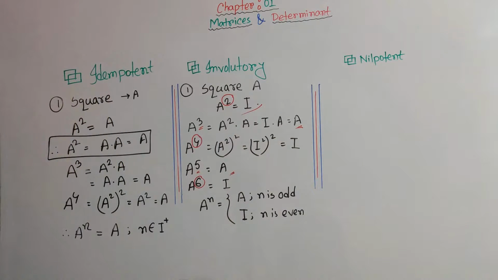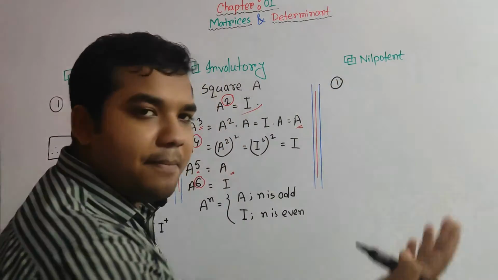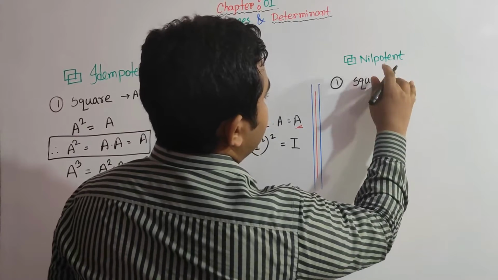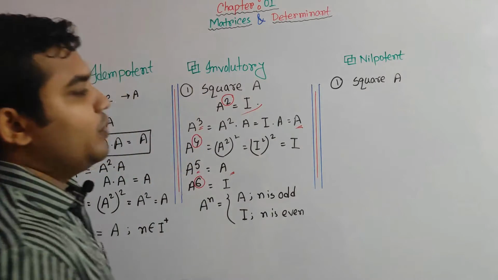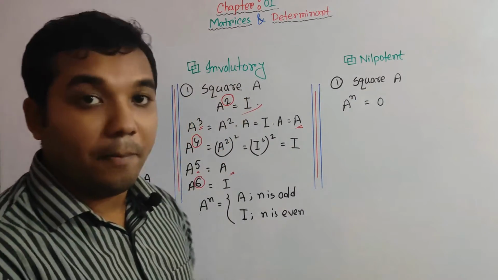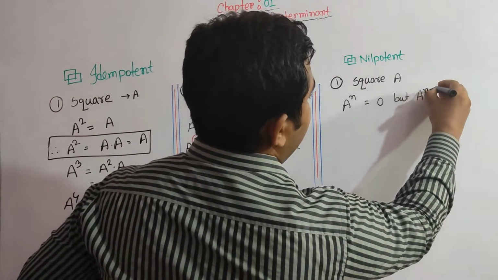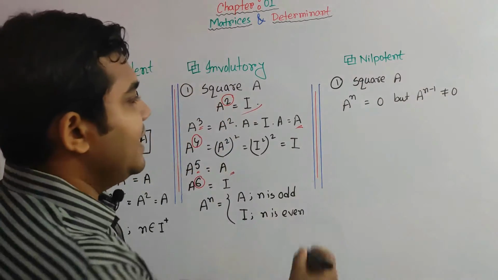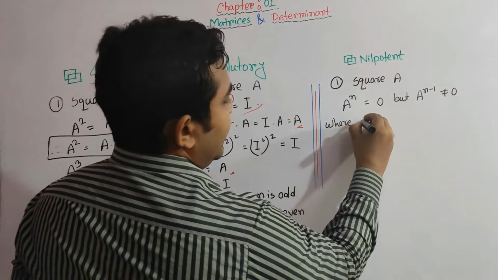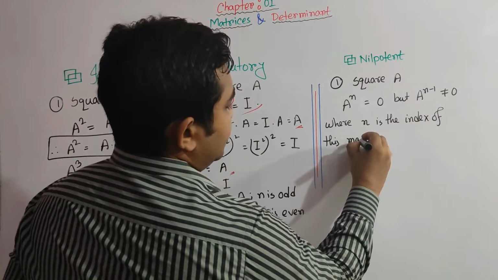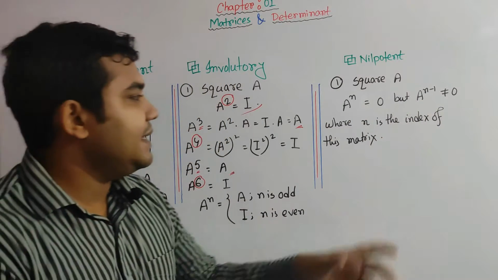Okay, now we move on to our last part, that is, what the nilpotent matrix actually is. In the case of a nilpotent matrix, it is the same: we have a square matrix A. Suppose A is a square matrix where a to the power n equals 0, but a to the power n minus 1 is not equal to 0, where n is the index of the matrix.